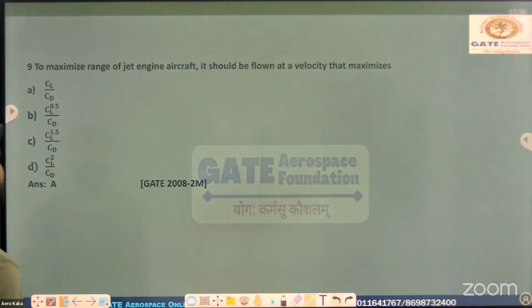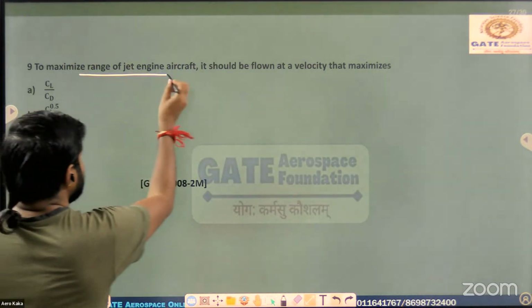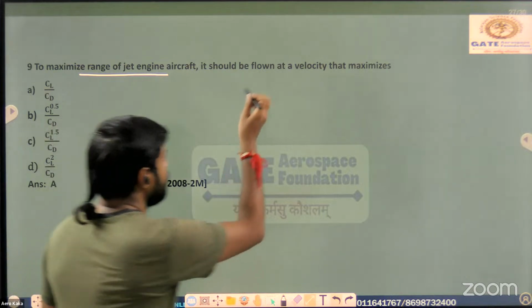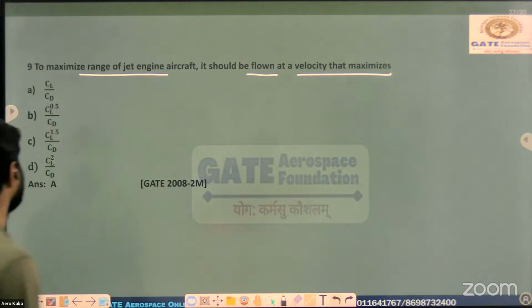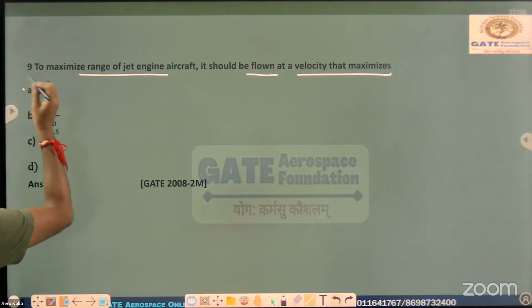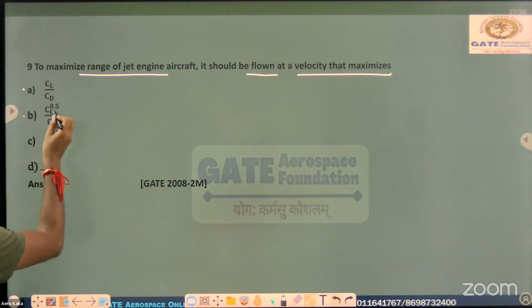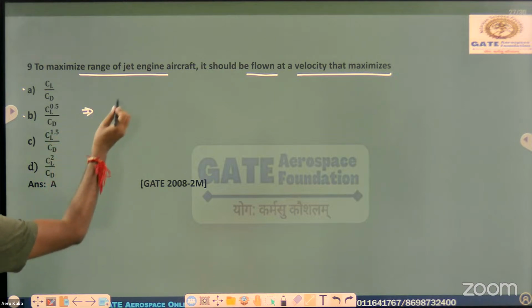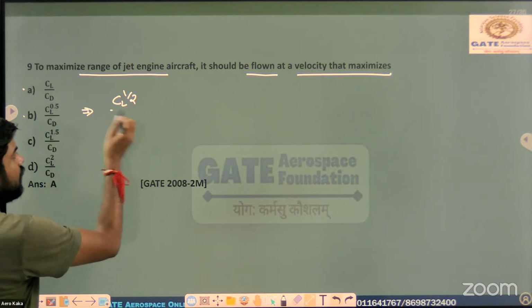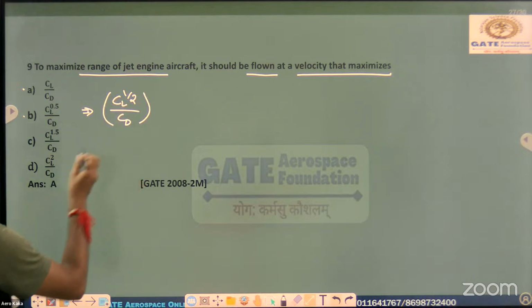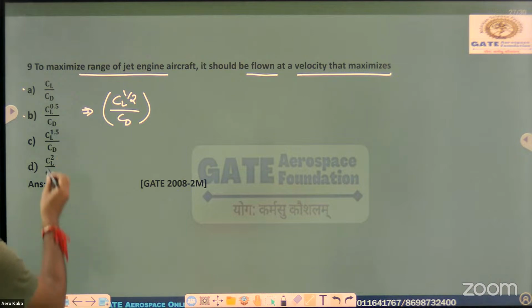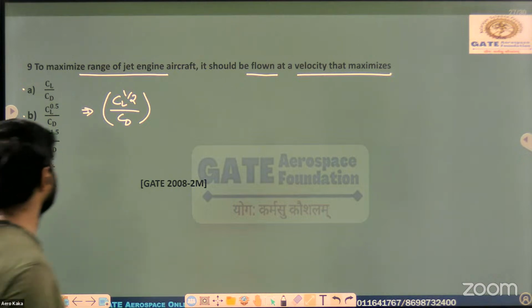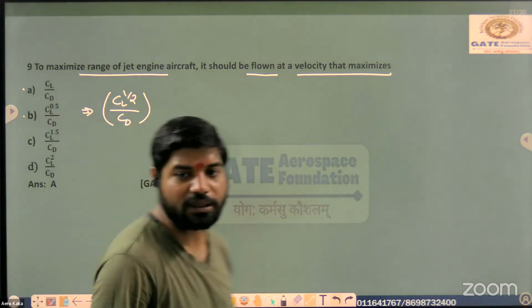That's the last question. To maximize range of a jet engine aircraft, it should be flown at a velocity that maximizes: first, CL by CD ratio; second, CL raised to power 0.5 upon CD, meaning CL raised to power 1/2 upon CD only; then CL raised to power 1.5 upon CD; and CL square upon CD. Which option is correct here? B.